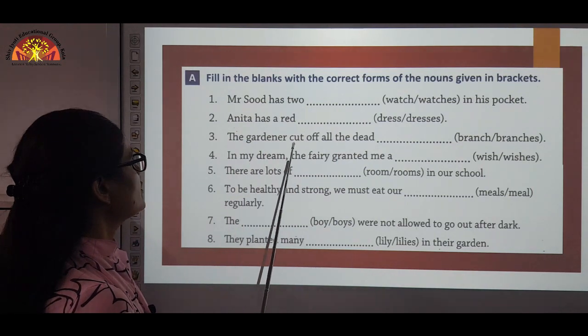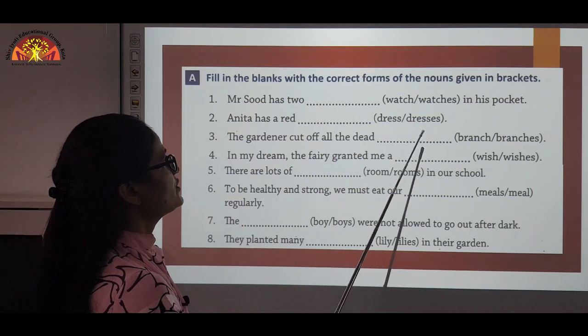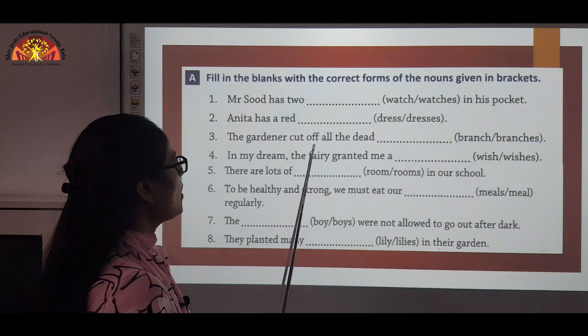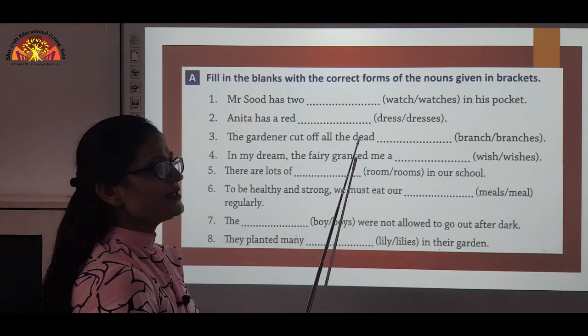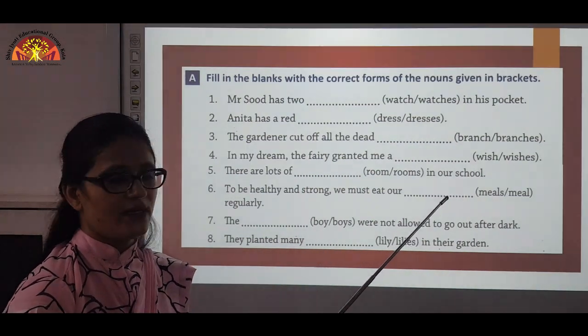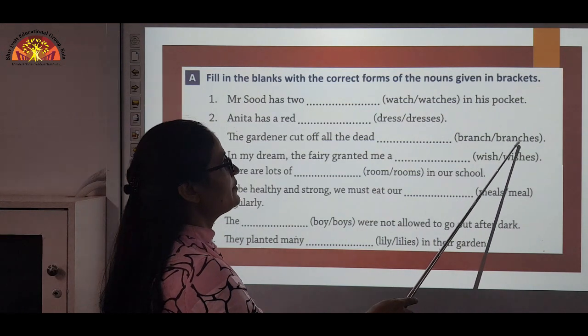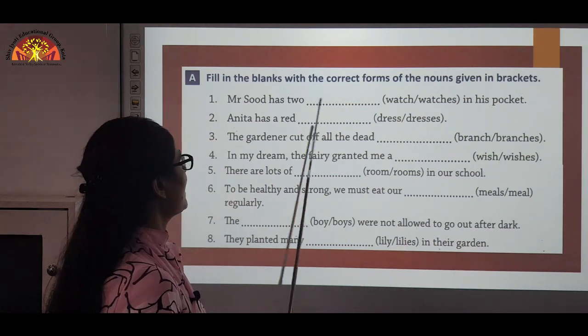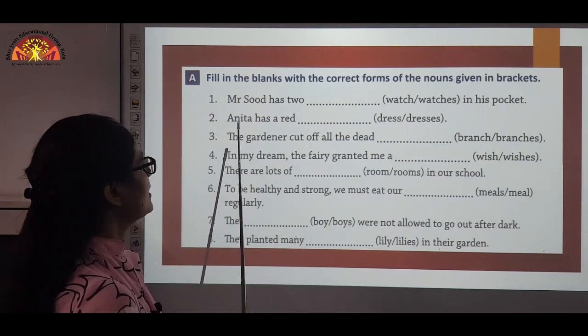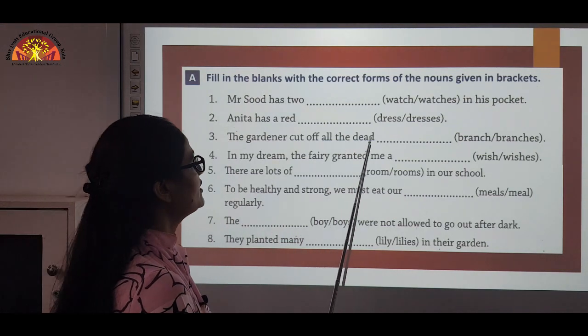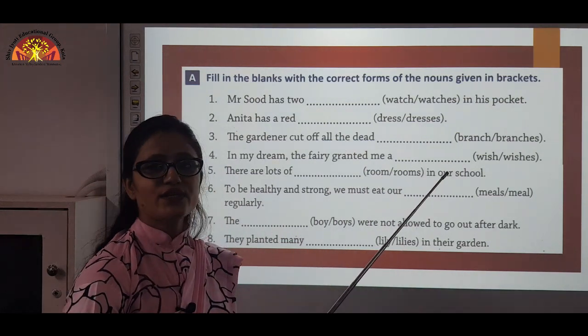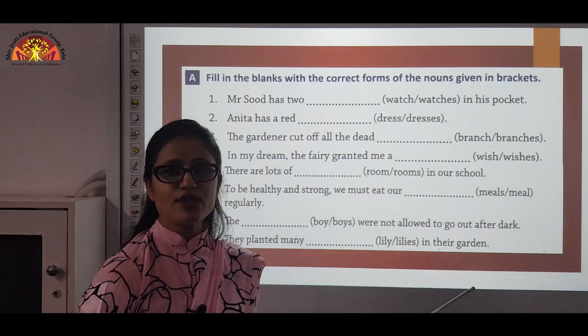The gardener cut off all the dead dash, branch or branches. All the. This is showing that it is not singular, it is plural. So therefore we will be adding branches to the sentence and the proper sentence will be: the gardener cut off all the dead branches. Like this you have to do the rest of your sentences on your own.